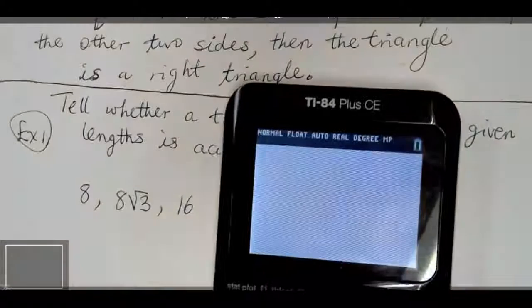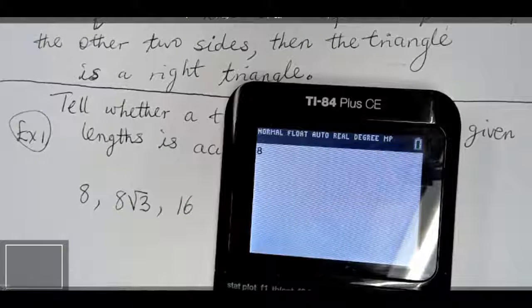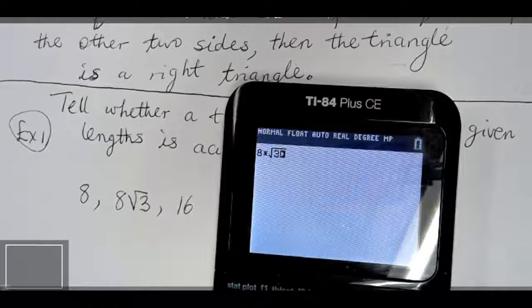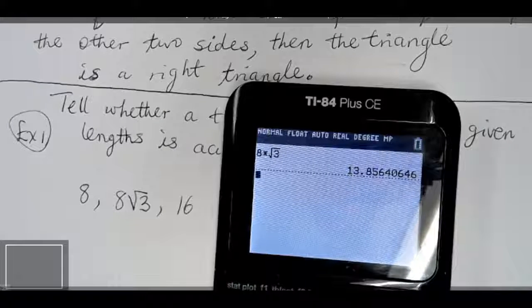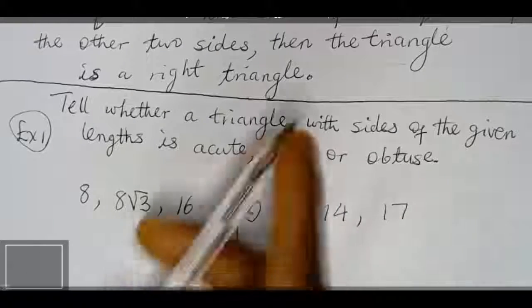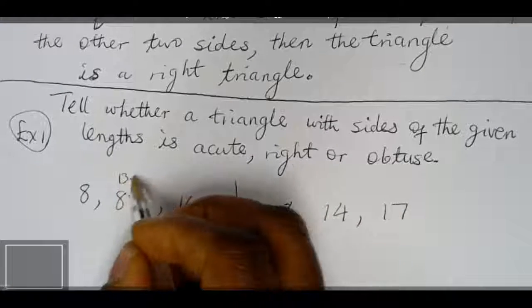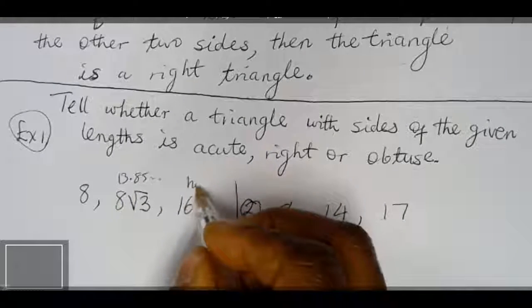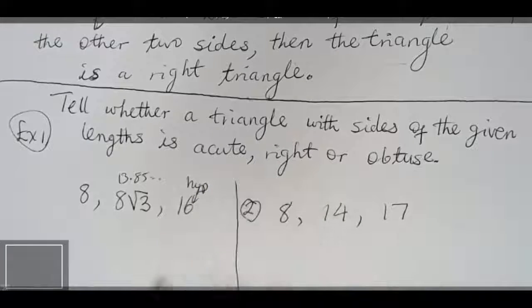So I'm going to plug that into our calculator. That's 8 times the square root of 3, and then hit enter. That gives us 13.856. So this is the hypotenuse because it's the largest.